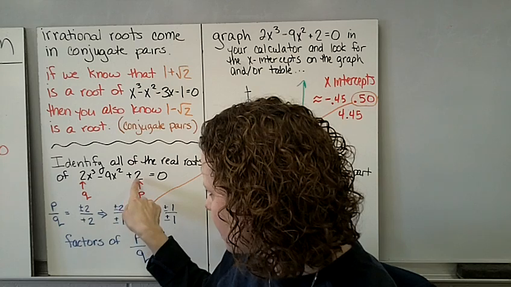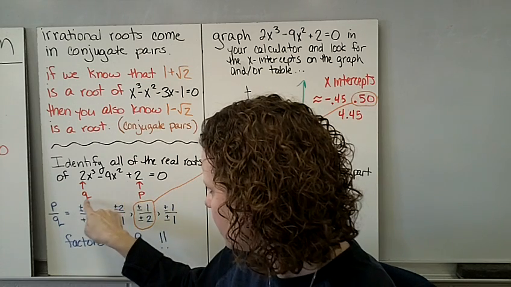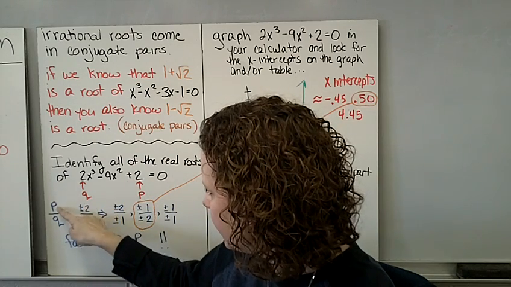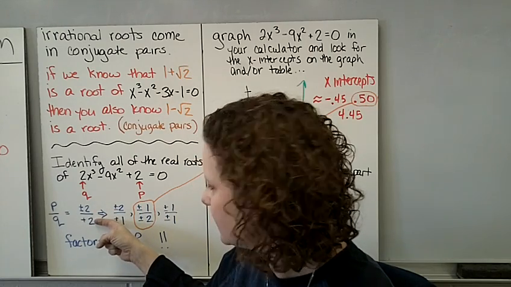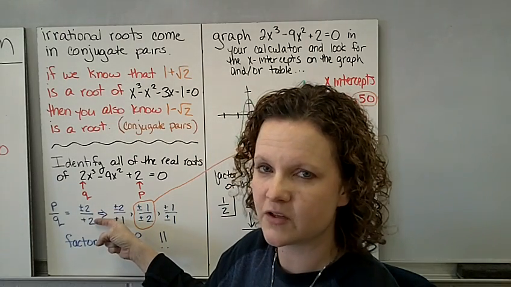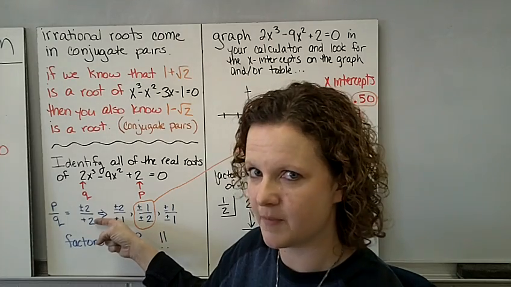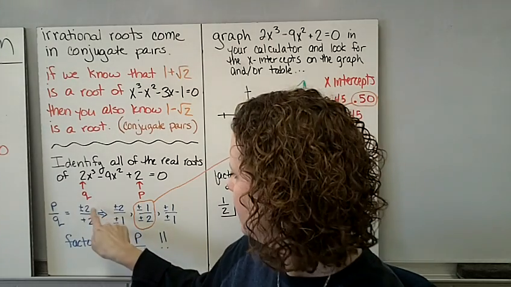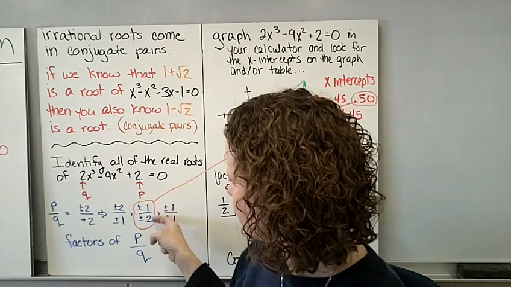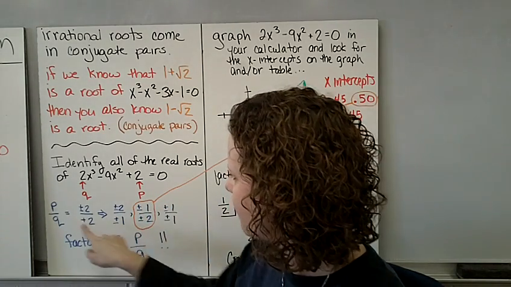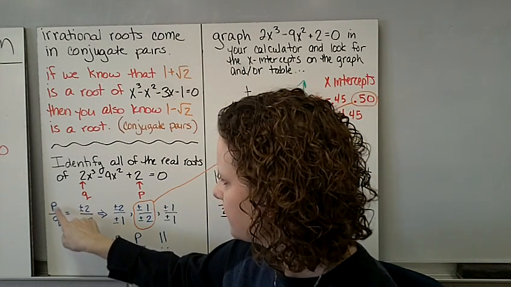Leading coefficient, constant, p, q. P over q. So we do plus and minus 2 over plus and minus 2. We need to split that up and try to figure out how many numerators over denominator combinations we can get. So 2 over 1, 1 over 2, and 1 over 1. Those are all factors. Sorry, p over q.